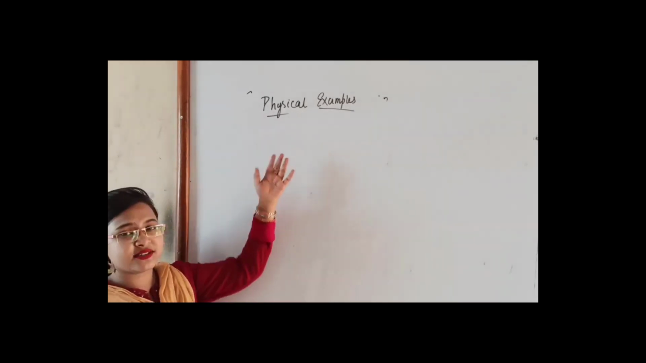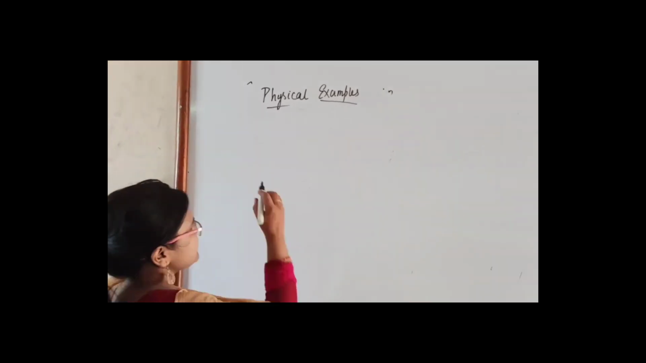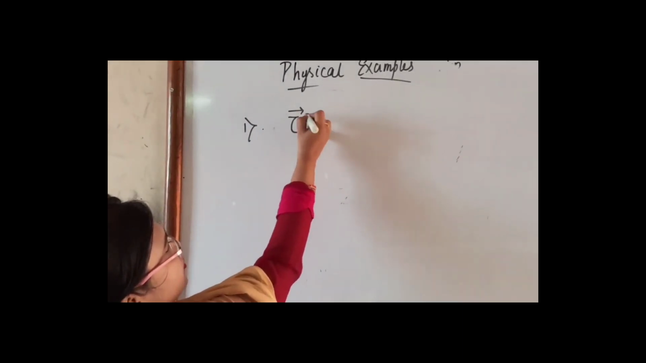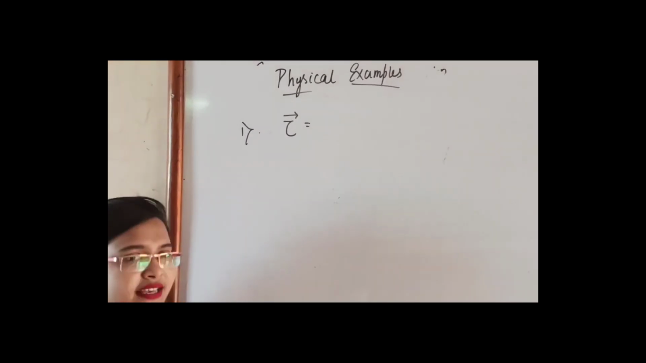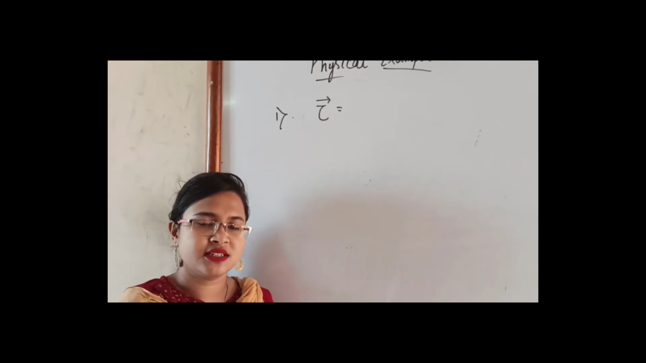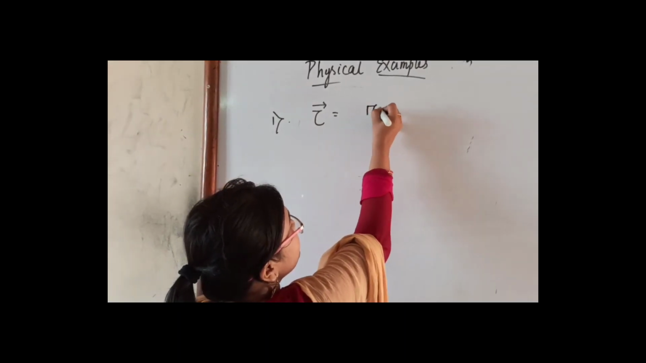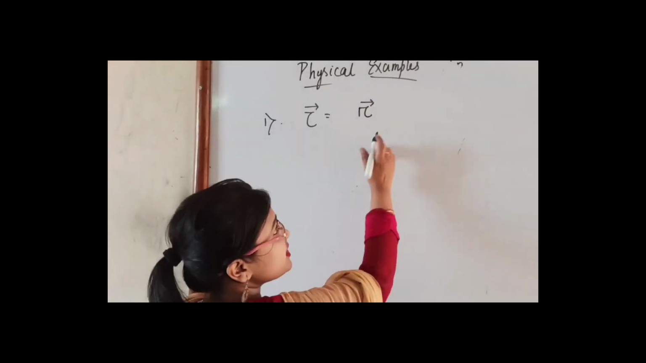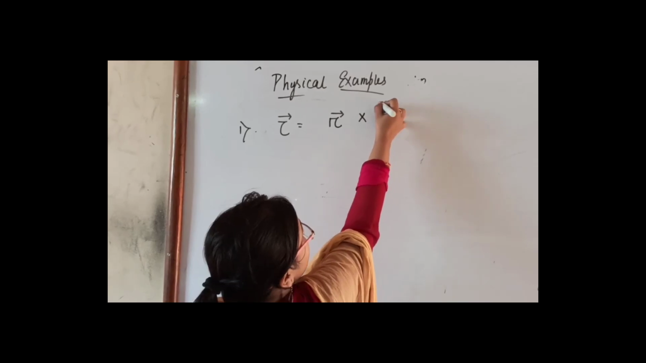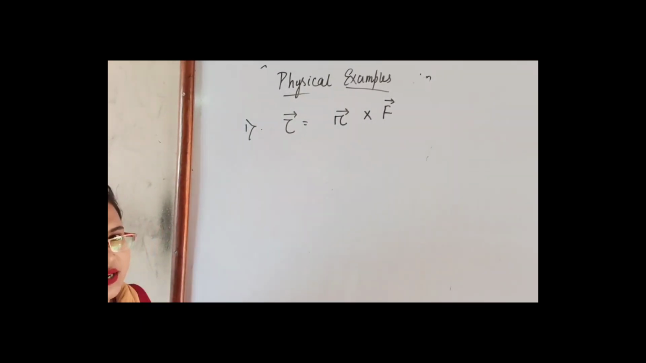Okay, now we will see some physical examples of cross products in physics. First example, which is very important, is torque. Now what is torque? Torque is actually a cross product of two vectors, that is the position vector and the force vector. Clear? It is the cross product of the position vector of a particle and the force vector. Clear? This is a very important example of cross product.